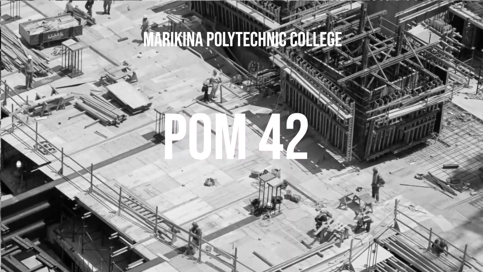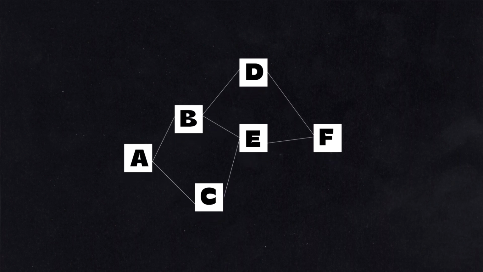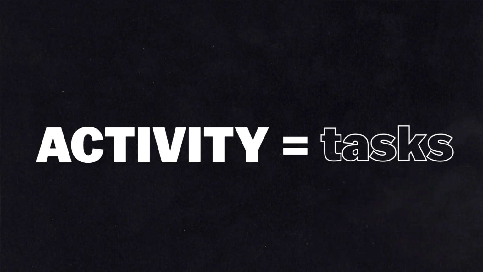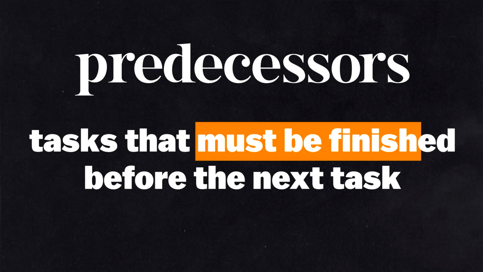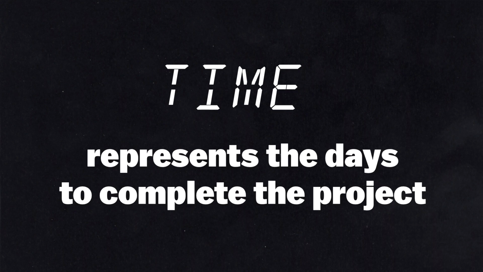In this video, we will be discussing finding the critical path on a project network. Analyze, plan, and schedule is what we are going to do to achieve our project. On a project network, tasks are represented as nodes, and arrows indicate dependencies. Predecessors are tasks that must be completed before the next task can begin. And each task has a corresponding duration.